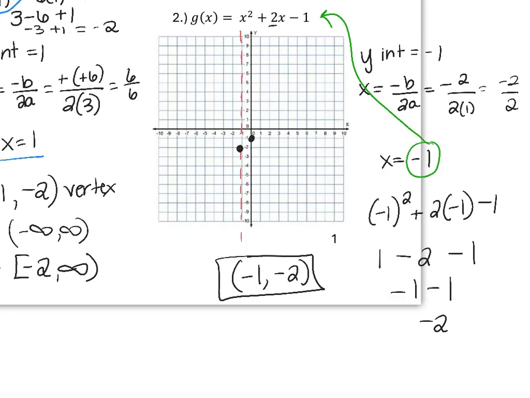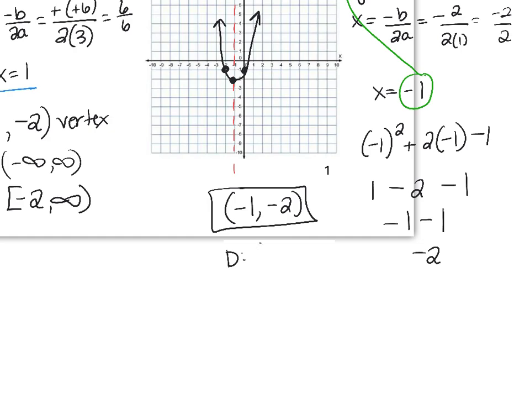Negative 1, negative 2. Where can I put one more point on this graph? Negative 2, negative 1, because we know it's a mirror of that intercept that we found. And then we connect our points with the u, put our arrows, and there is a little sketch of the graph of this function. So we don't forget about it. Domain is what? Negative infinity to positive infinity. Good. Negative 2 is where my range starts. That's my lowest y value. It's in brackets to positive infinity.